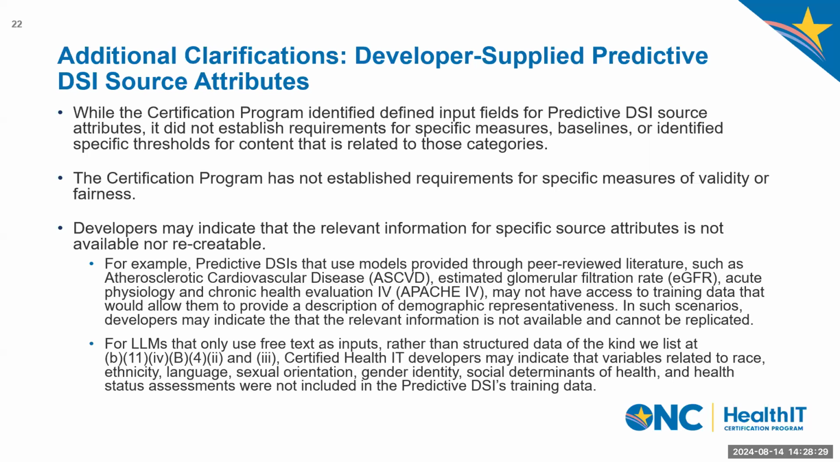One example is predictive DSI that use models provided through peer-reviewed literature, such as the eGFR, where the developer may not have access to the training data that would allow them to provide the description of demographic representativeness. In these scenarios, developers may indicate the information is not available and cannot be replicated. And that last bullet point is just another example of that.